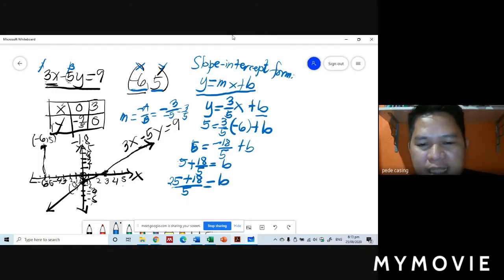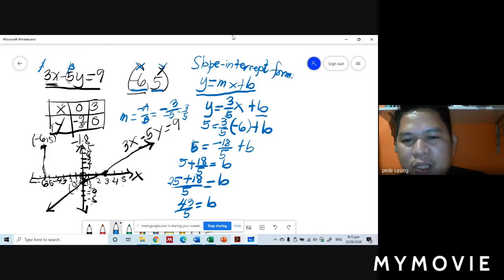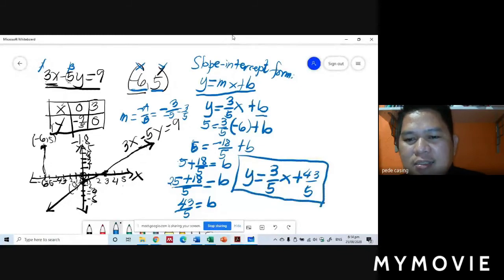What is 25 plus 18? 25 plus 18, that is equal to 43 over 5. That's our b. So, nasolve na nato ang b, 43 over 5. Therefore, our equation is y equals m. M is 3/5, copy lang. Y equals 3/5 x plus b nato, this one, 43 over 5. So, kanang equation, mao ni parallel sa equation.